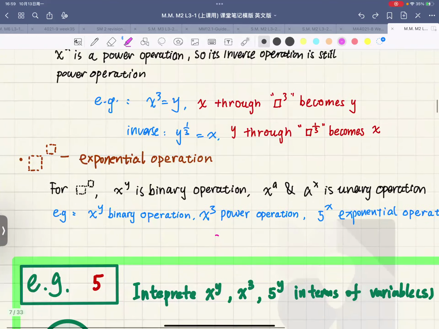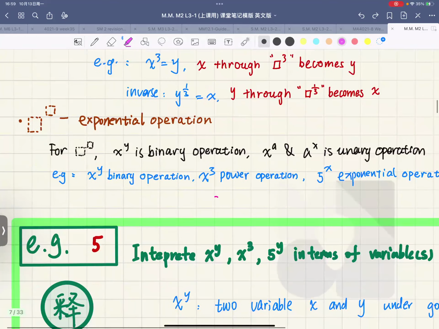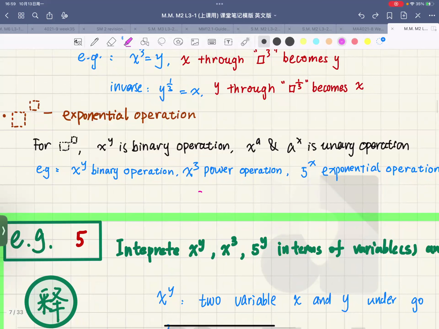The next one is exponential operation, right? For something to the power of something, for example, x to the power of y is a binary operation. What's the definition of binary operation? How many variables? Are x and y variables?